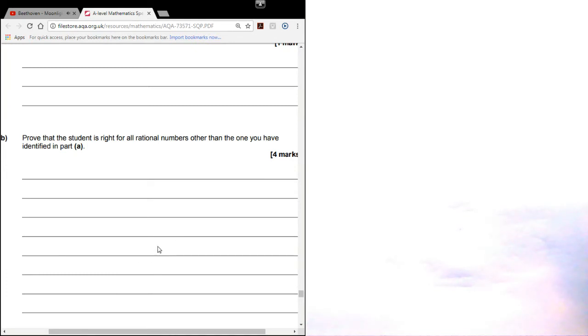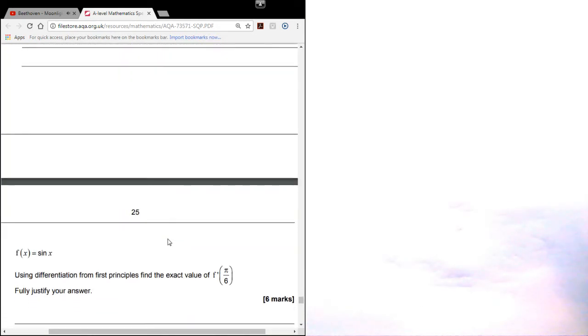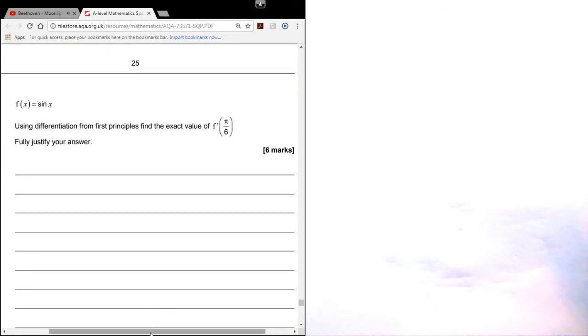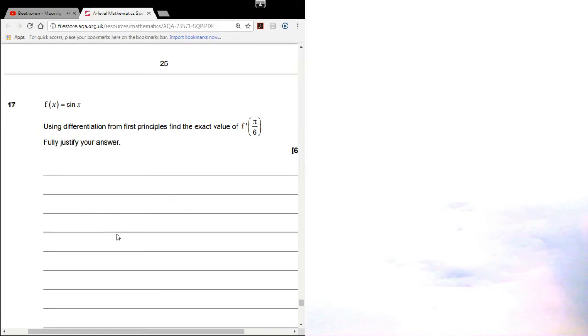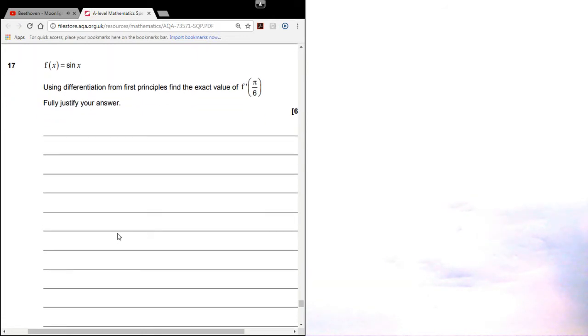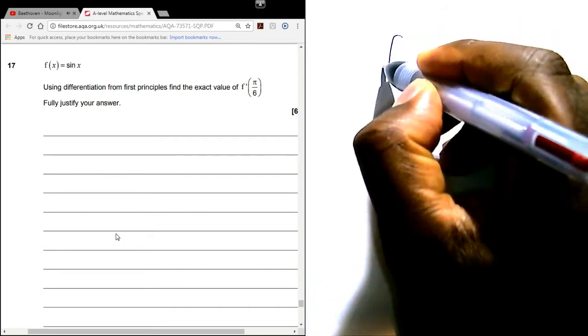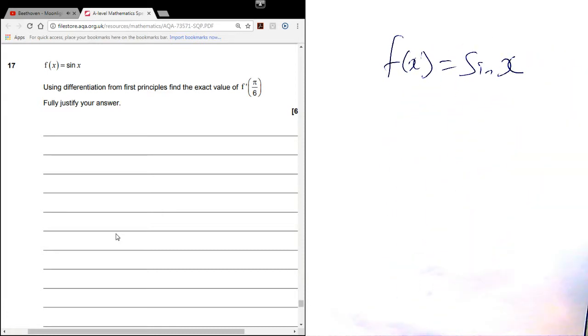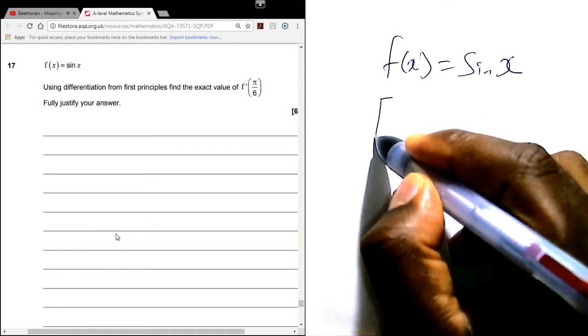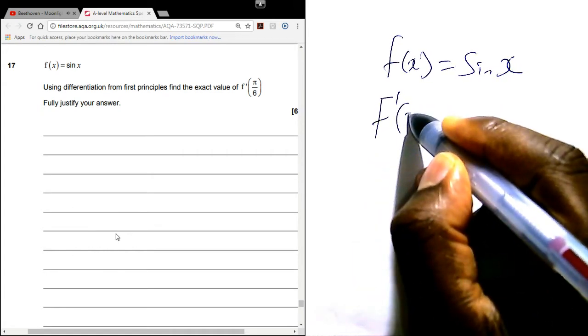Okay, that's just 4 marks. I'm glad, because if you find that difficult, then you can just run away. Alright, so we are at the last question now. You have no idea how excited I am. Now this is for 6 marks, and it says f of x is sine x. Use differentiation, not the normal one that you know, but from first principle, to find the derivative at pi over 6.